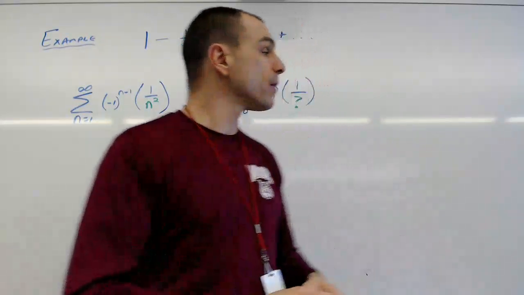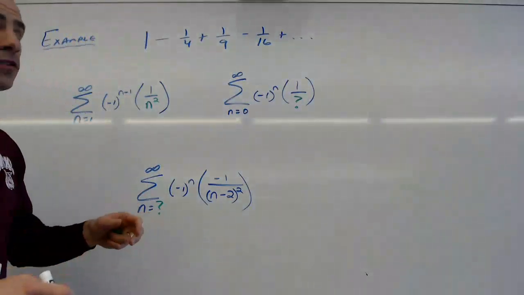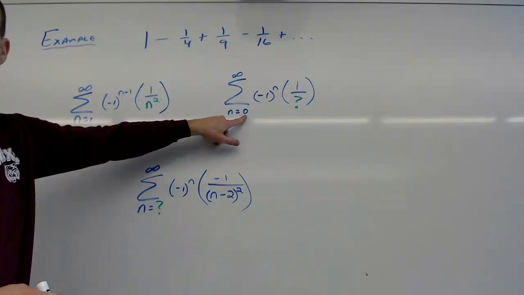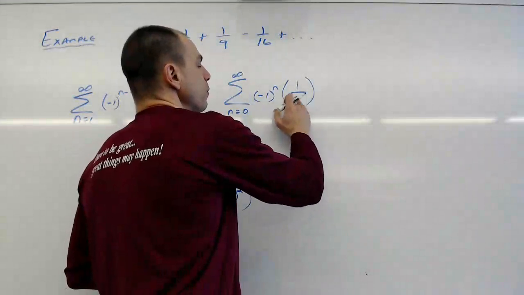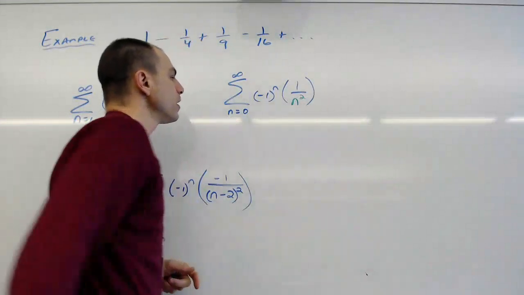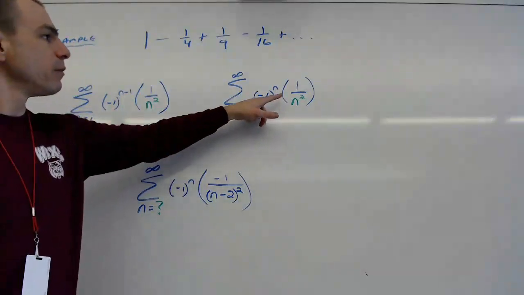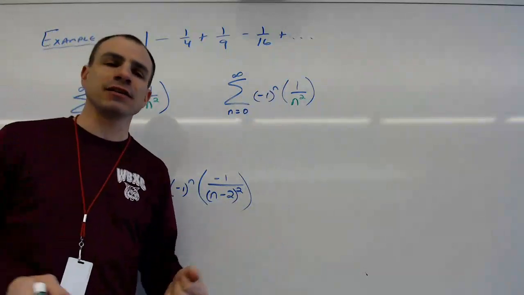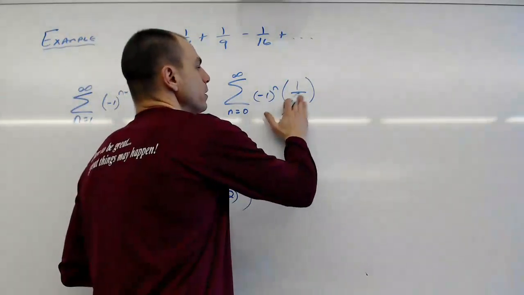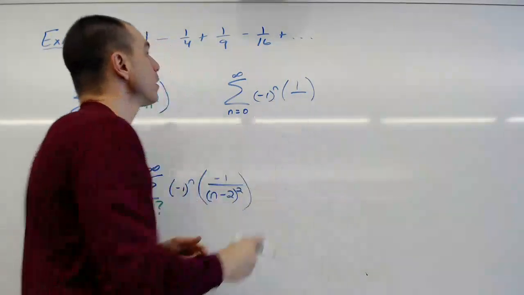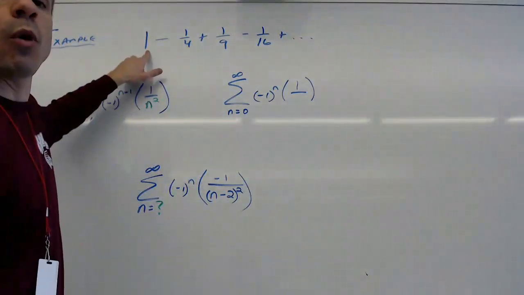For the second sequence though, we're not starting at 1, we're starting at n equals 0. So it doesn't seem like n squared is going to work right here, because right away we're going to have 1 over 0 squared, and we know that we can't divide by 0. So we need something more than just n squared in the denominator. We need our first term to be 1 over 1.